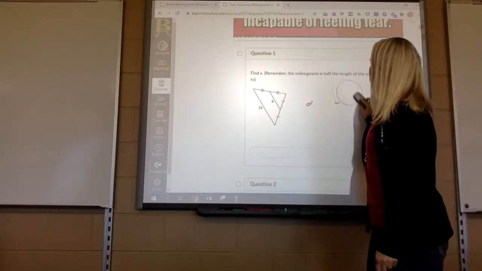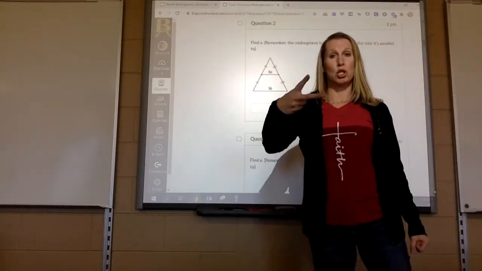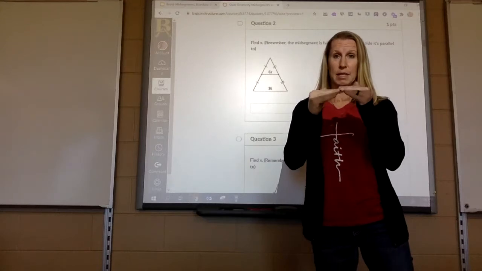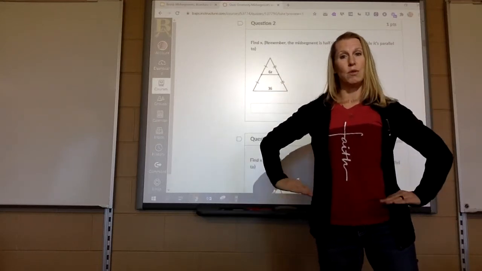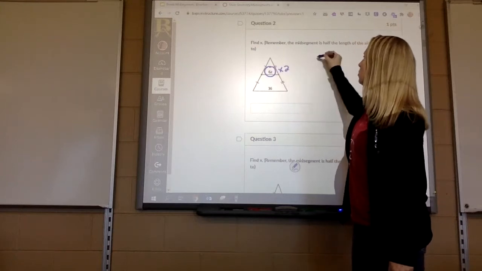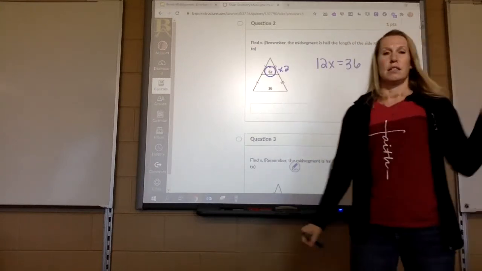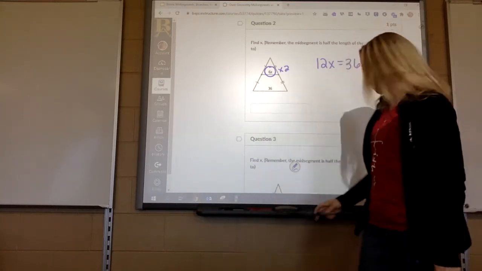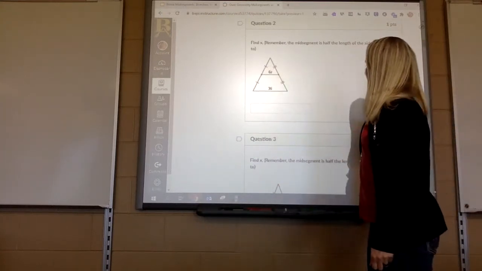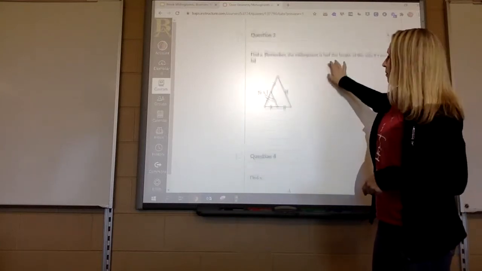All right. So take midsegment times 2, and then it will equal the side it's opposite. So 6x times 2, 12x equals 36. Divide by 12, and then you get your answer. So midsegment times 2 equals the side it's parallel to.